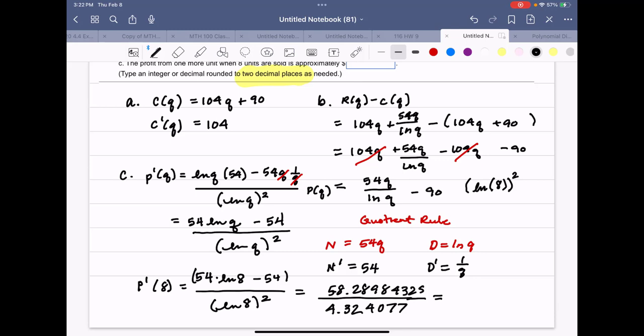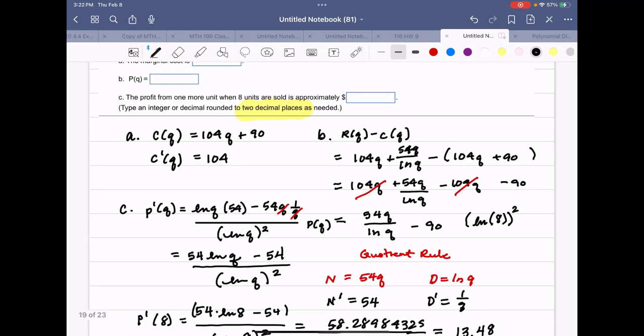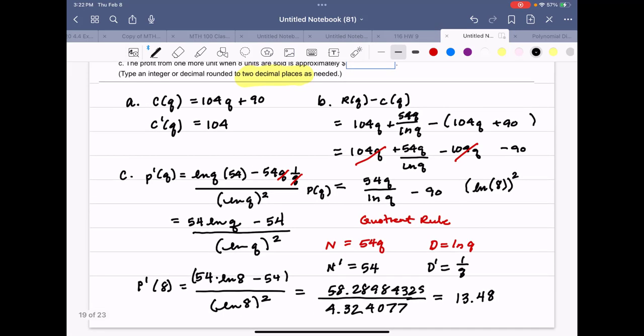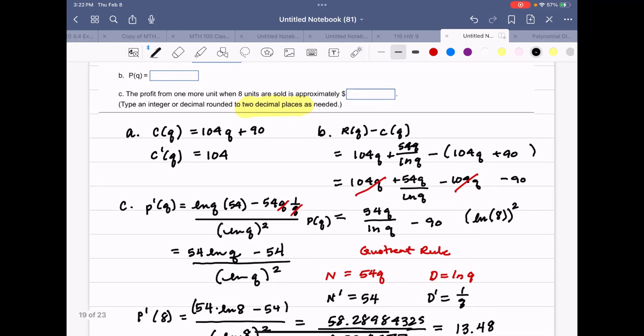So 58.2898 divided by 4.3241 is about 13.48. So the profit from one more unit, that is the 9th unit, okay? 8 units are sold, so this is the profit for the next one because it's how it's changing at 8, is $13.48.